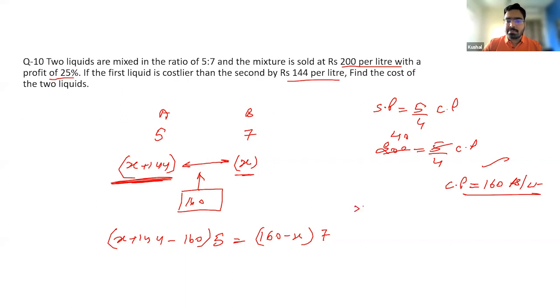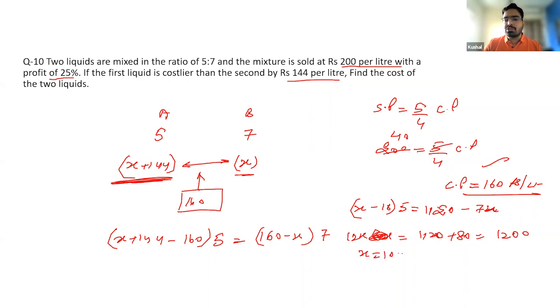This will be X minus 16 into 5, which should equal 160 minus X into 7, so 1120 minus 7X. So let's go further. We will look at 8X over here, and for 1120, 16 fives are 80, so we will look at 1200. Just a second, this should be 7X and 5X, so this should be 12X over here. So what should be the value of X? The value of X should be 100.